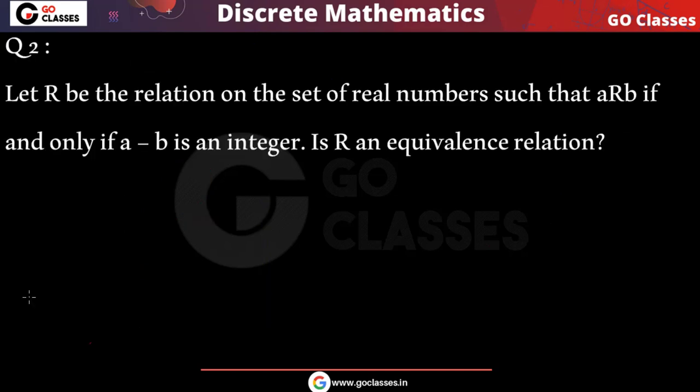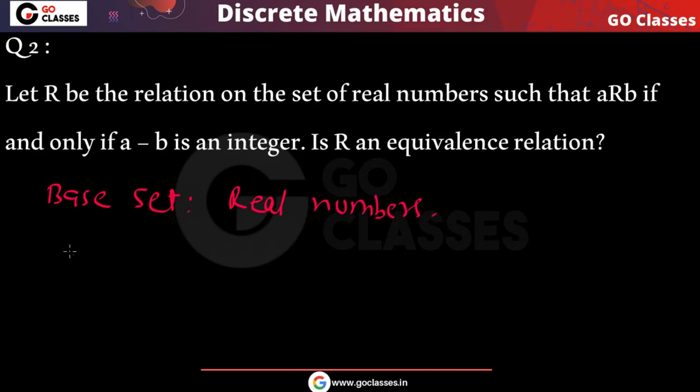Okay, let's take another example. Let R be the relation on the set of real numbers, and we are saying A is related to B if and only if A minus B is an integer. This is saying R is a relation on the set of real numbers. So here our base set is basically the set of all real numbers.